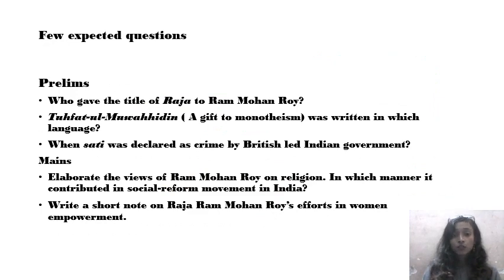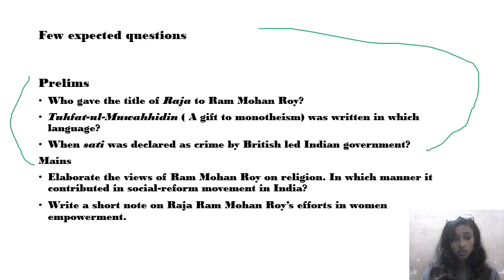The last slide is about a few expected questions that can come from this section. Especially these main ones you need to know: elaborate the views of Raja Ram Mohan Roy on religion. Why are his views on religion important? Because they are totally different from orthodox Hinduism, and he was searching for reason with religion. His religious views are based on rationality. And write a short note on the efforts of Raja Ram Mohan Roy in the emancipation of women, that is, how he helped in women's empowerment.